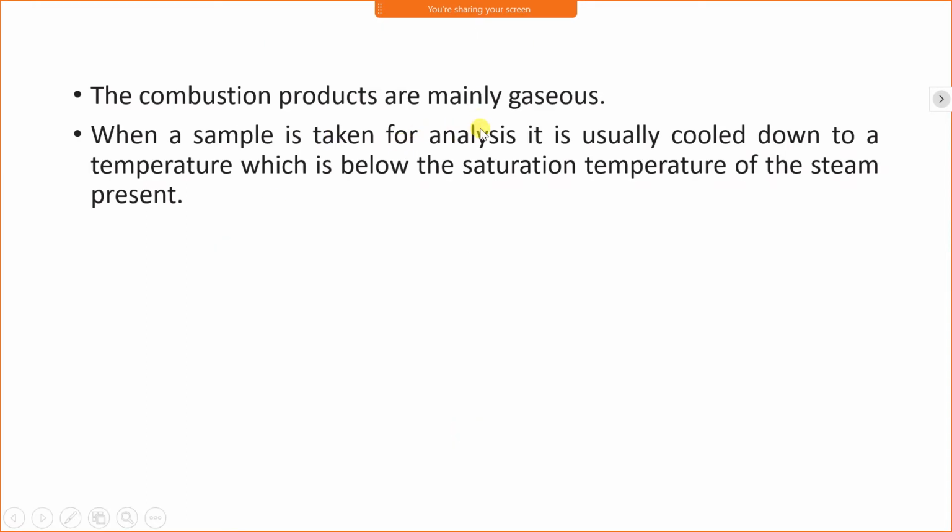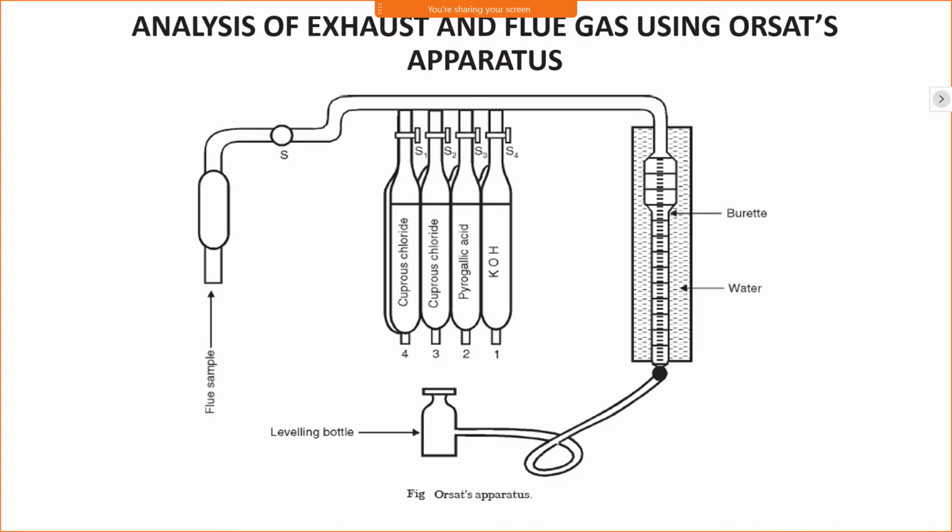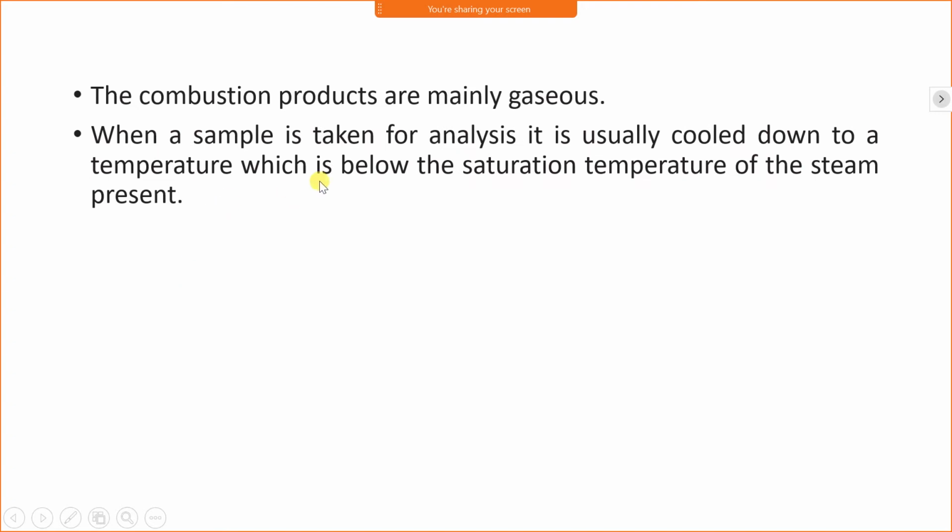In this case the combustion products are mainly gaseous, and that gas is measured in the leveling bottle. When the sample is taken for analysis, it is usually cooled down to a temperature below the saturation temperature of the steam. Why? Because when it is cooled below the saturation temperature, the steam gets condensed, so during analysis there is an absence of steam. Otherwise, the measurement would be slightly inaccurate due to the presence of steam in the exhaust gas.